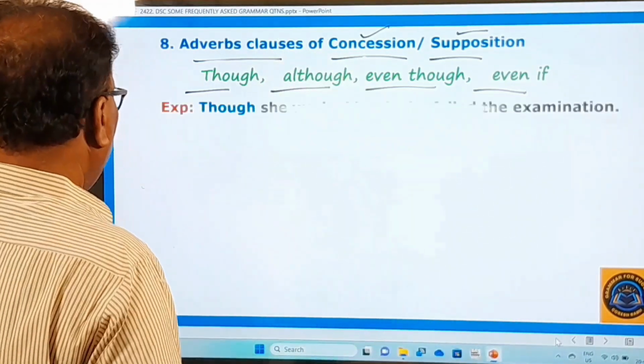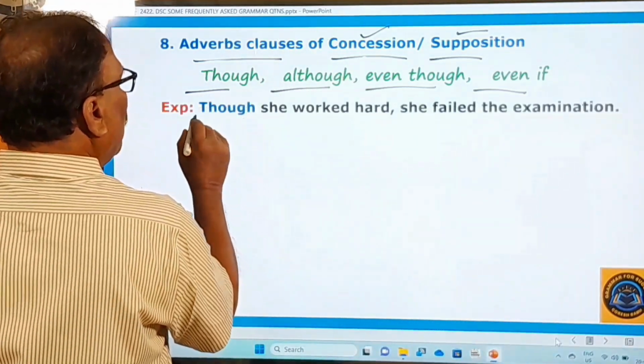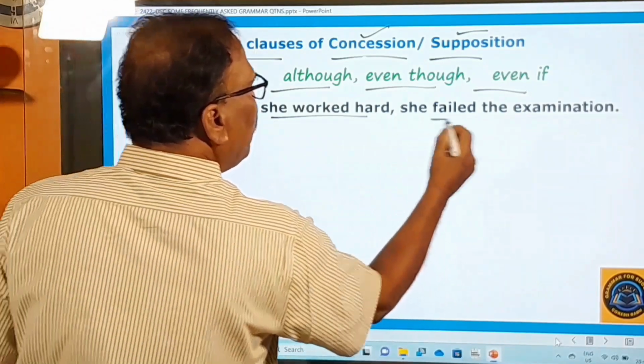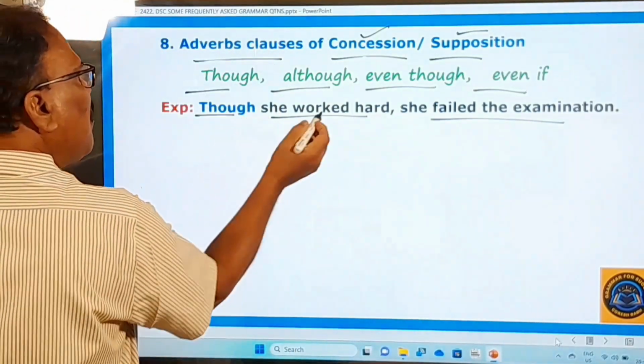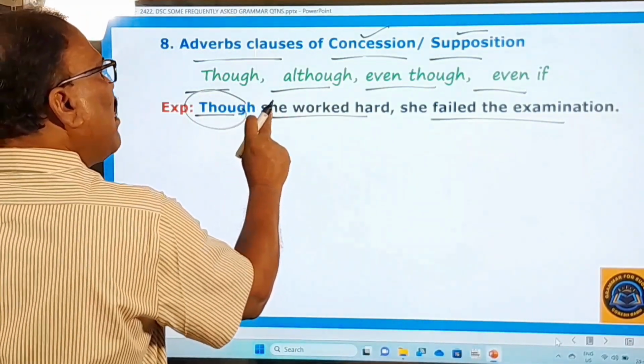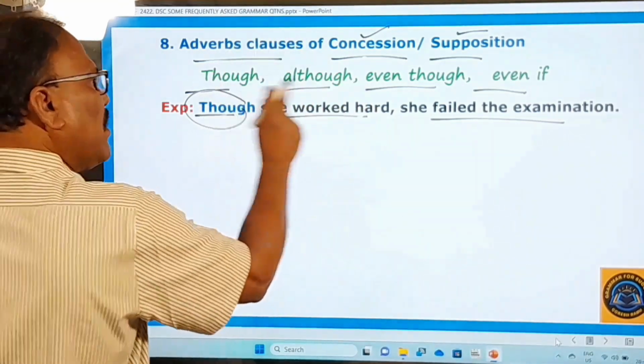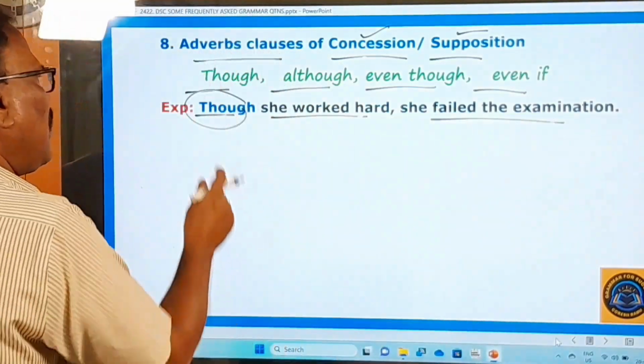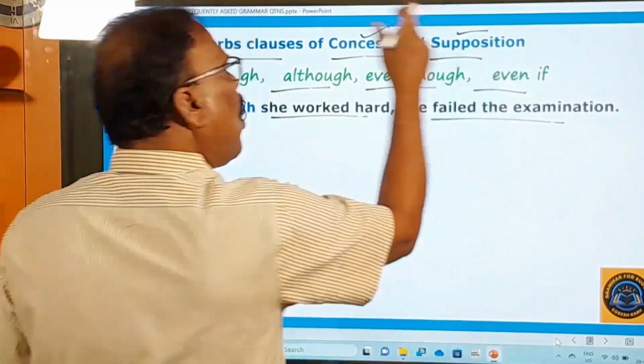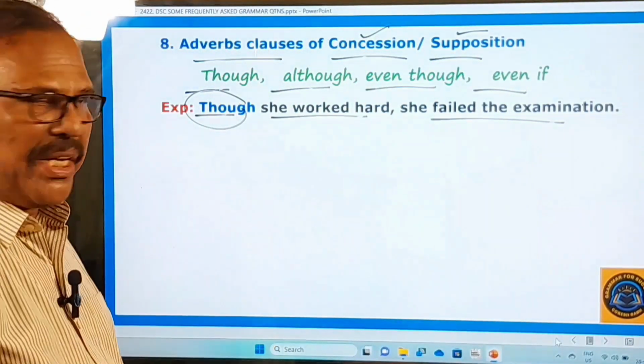And now let us take some examples to understand these things. Though she worked hard, she failed the examination. Though she worked hard, though, she failed the examination. So here, though, although, even if, all convey one and the same meaning, right?